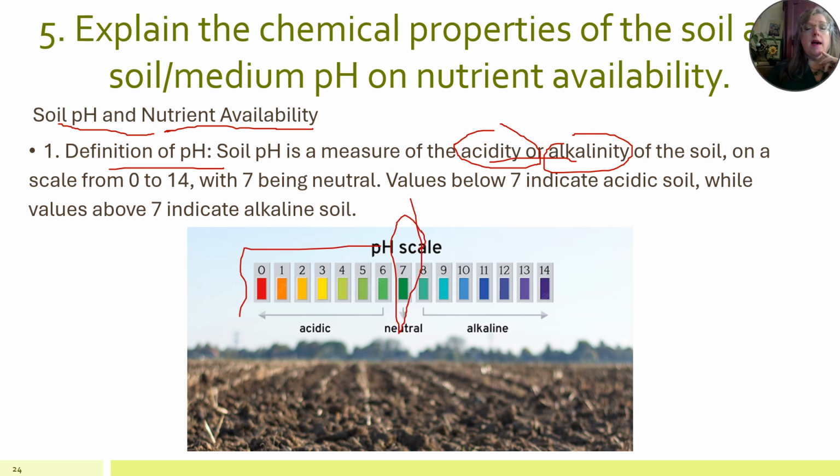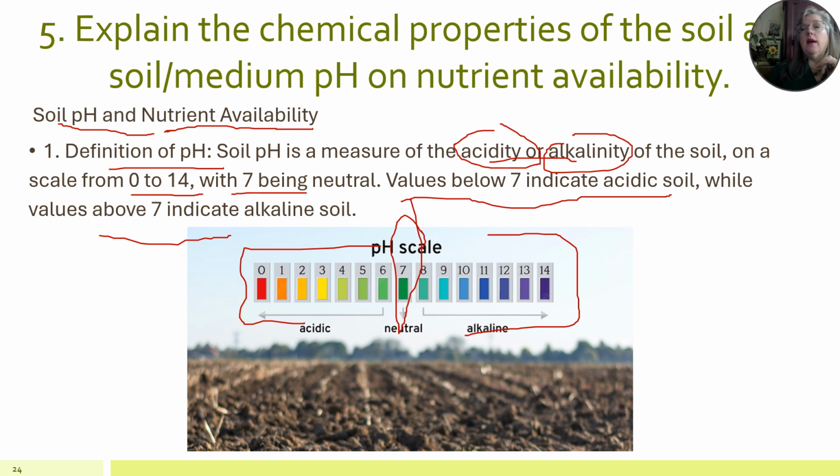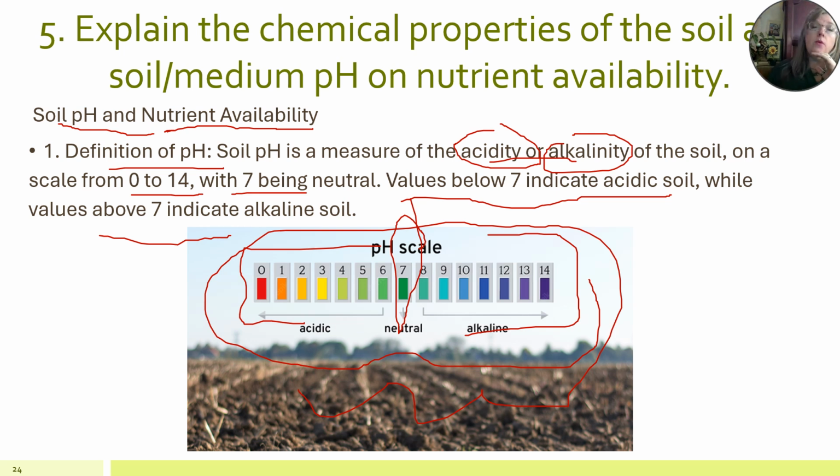Anything on the bottom half is acidic, and anything on the top half is alkaline or basic. Okay, 0 to 14 is what we've got. 7 is neutral. Values below 7 indicate acid soil, while values above 7 indicate alkaline soil. Different plants are going to need different amounts of these. We'll find out when we get into plant nutrition that if you have acid soil or alkaline soil, you have different minerals available to you. Some of them aren't available if you don't have the right pH.